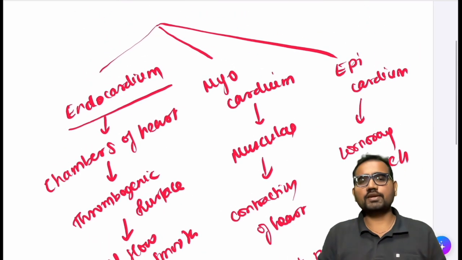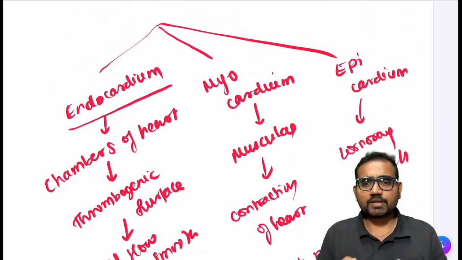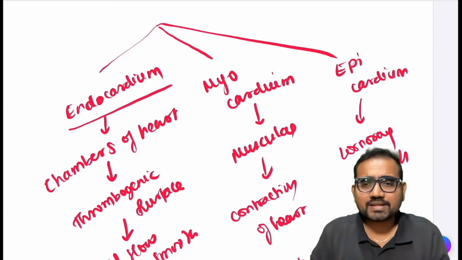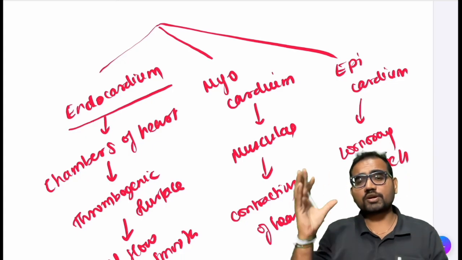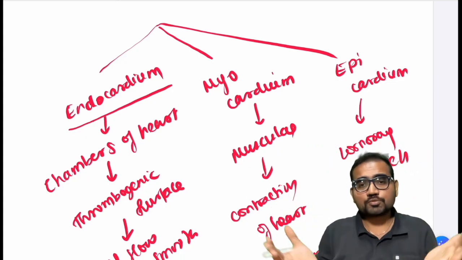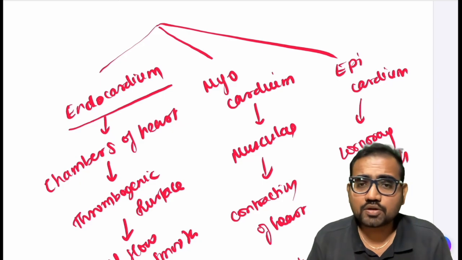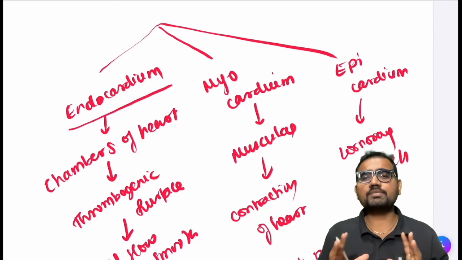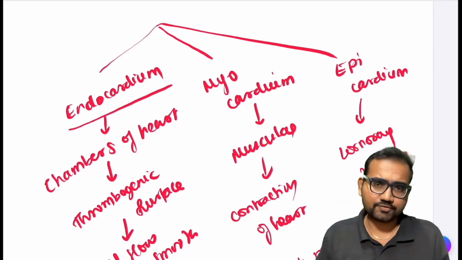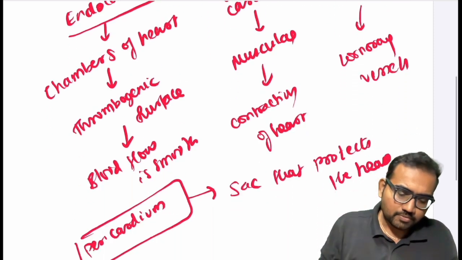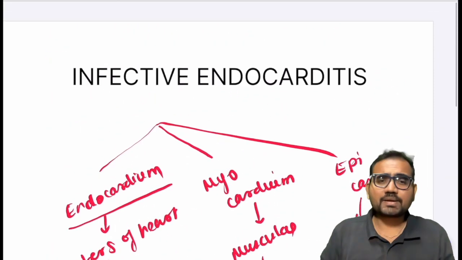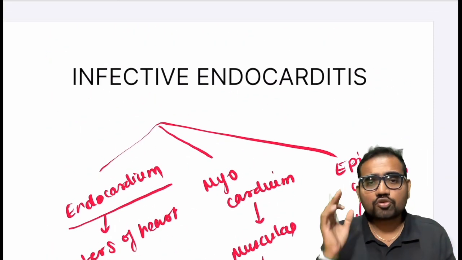So it has endocardium, myocardium, epicardium. The endocardium is the one that lines the chambers of the heart. The myocardium is a muscular layer. Epicardium is the outermost structure of the heart that has coronary vessels. And pericardium is a fluid sac that protects the heart from the rib cage. Okay, now moving on, as the name implies, infective endocarditis.